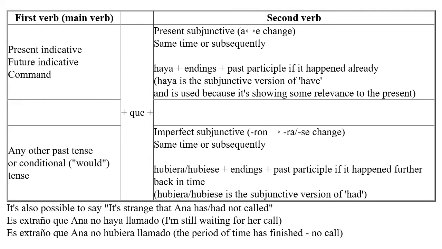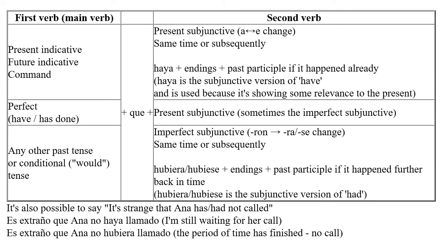If the first verb is in a past tense, the second verb will be in the imperfect subjunctive. If it happened at about the same time, or if you want to show it happened before, use the past perfect subjunctive, which I think of as a sort of had tense. That's the one with the hubiera or hubiese sound. If the first verb is in the present perfect tense, the second one usually is in the present subjunctive, but it sometimes is in the imperfect subjunctive.